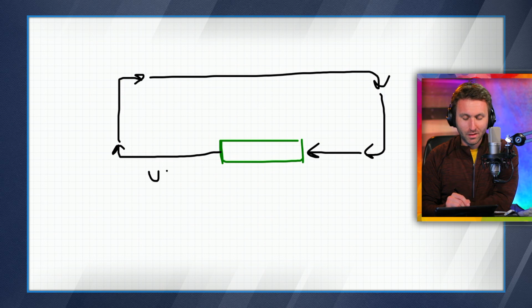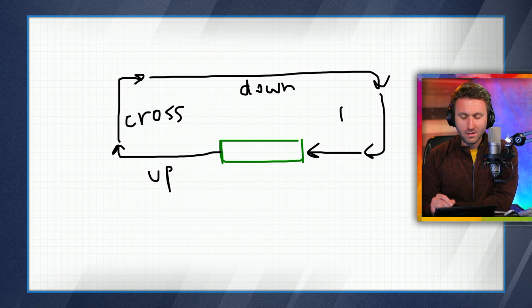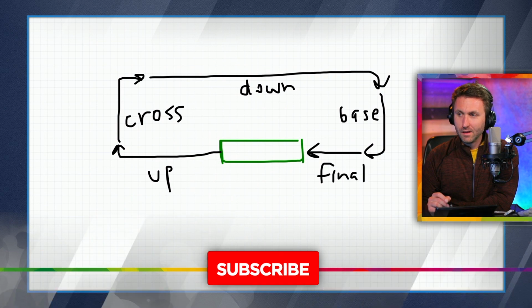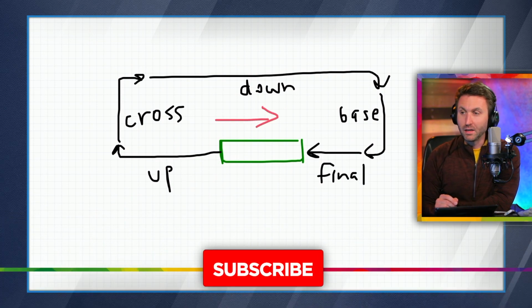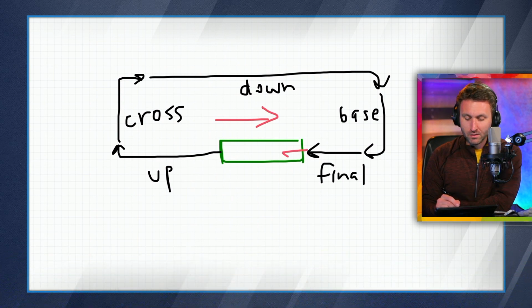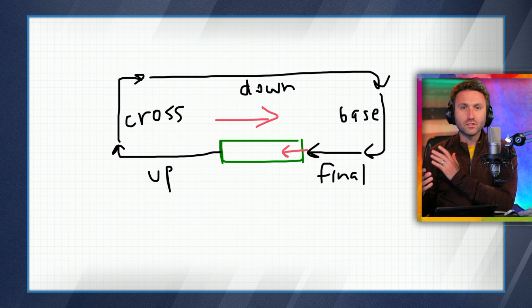So let's label everything. There's the upwind, crosswind, downwind, base leg, and final. And obviously all of this is assuming that the wind is coming that way and that we are ultimately landing that way. Okay, so where is this critical spot?